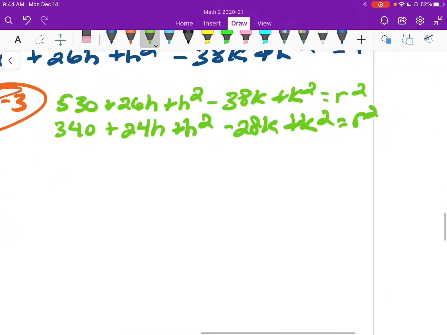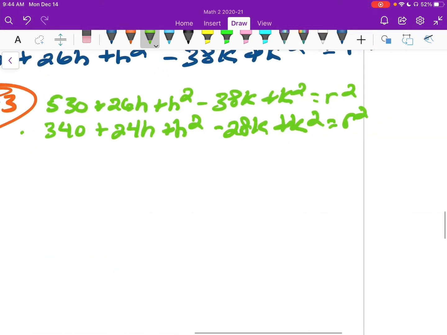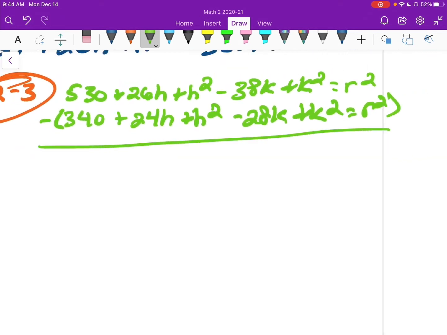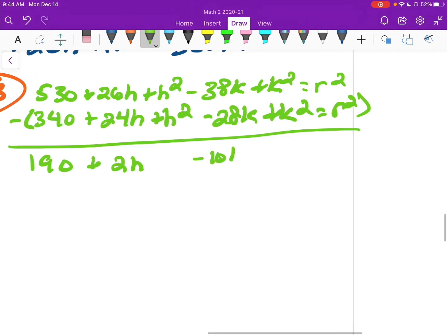All right. Now again, I'm going to use elimination. How did I write that over here? The minus parentheses. Okay. Minus parentheses, and I subtract them together. So 530 minus 340 is 190. 26 minus 24 gives me 2h. My h squareds cancel. My negative 38k minus negative 28k will give me a negative 10k. My k squareds will cancel, and my r squareds will cancel. So I'm left with this equation.